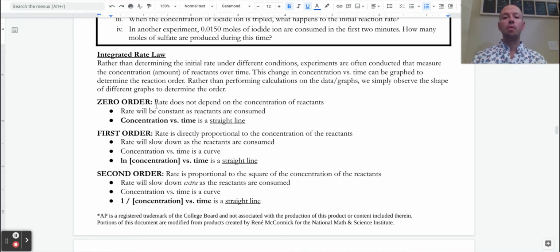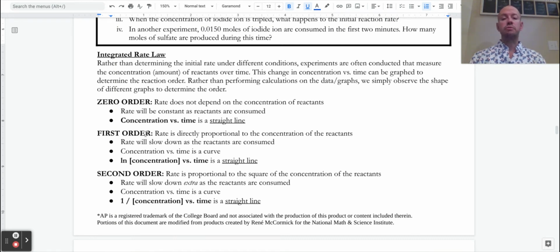But a zero order reaction continues no matter how much of that reactant you have. So the rate is constant as that reactant goes away. Or if we were going to graph concentration versus time, we would find that it's a straight line until that chemical is gone. Although it seems unlikely that this could happen, many reactions are either zero order or have a component that is zero order.